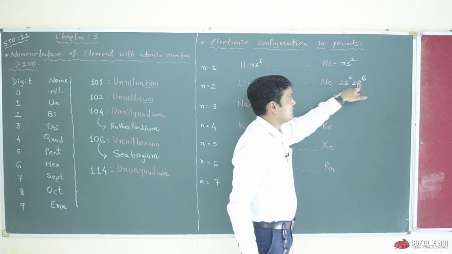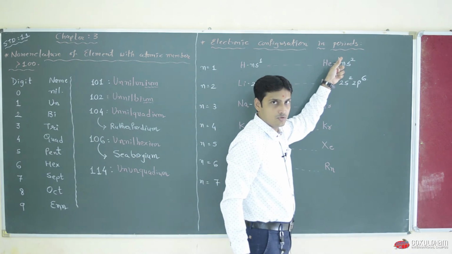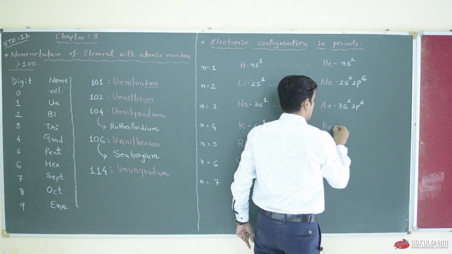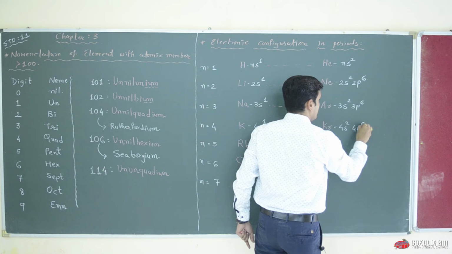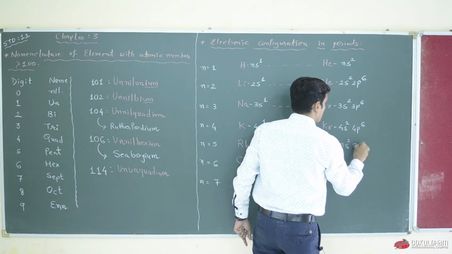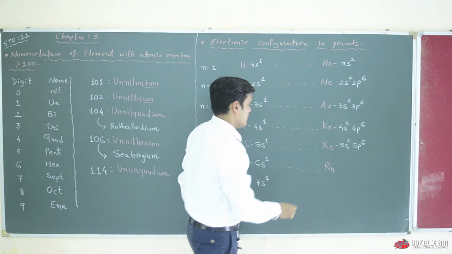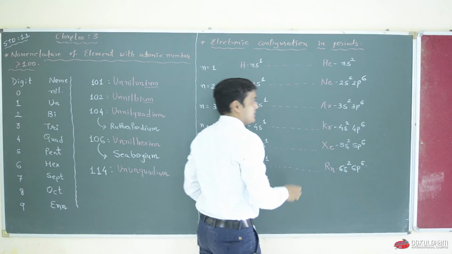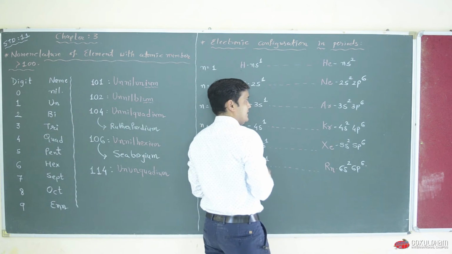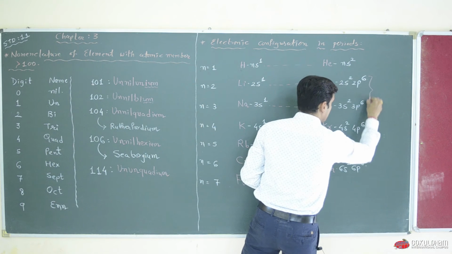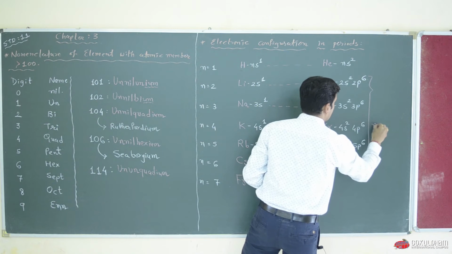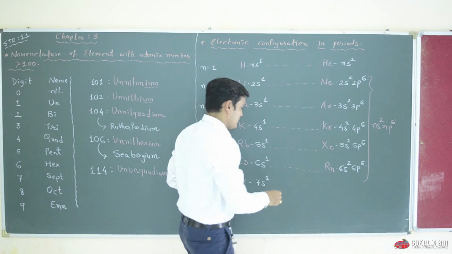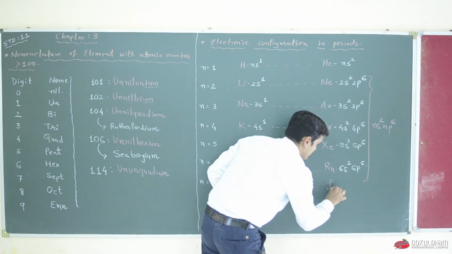We will not consider a 2p6 orbital for helium in the upper portion. In the third, 3s2 3p6, 4s2 4p6, 5s2 5p6, and radon is considered as 6s2 6p6. This is the common format for all this electronic configuration: ns2 np6. Okay, and our seventh period is incomplete in the periodic table.